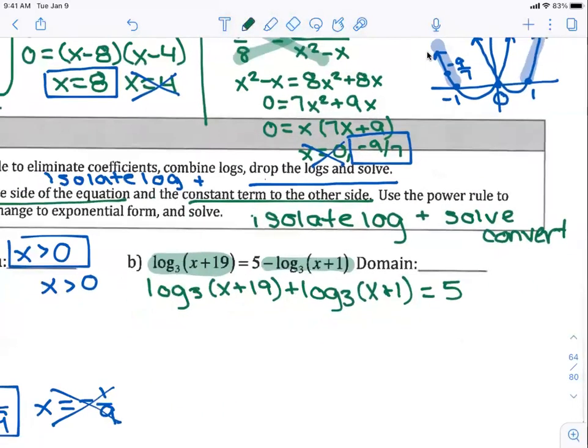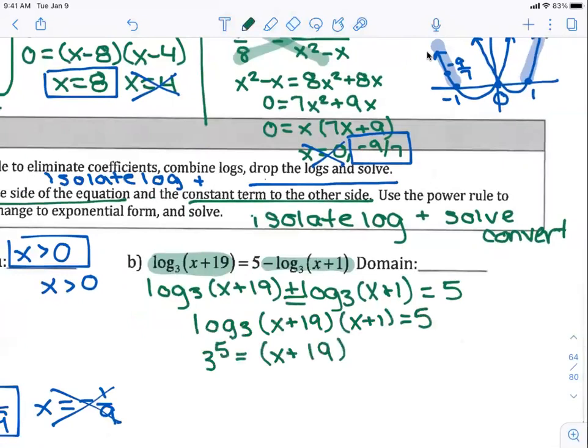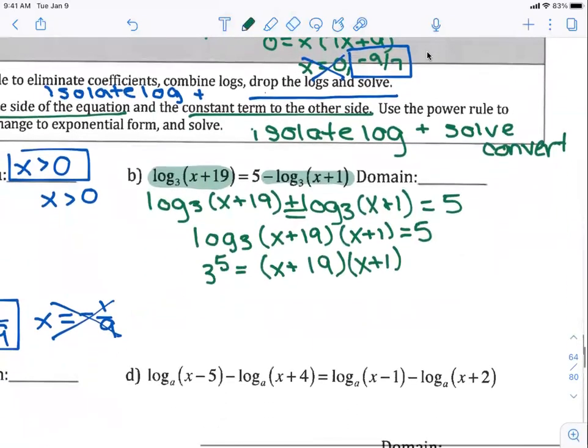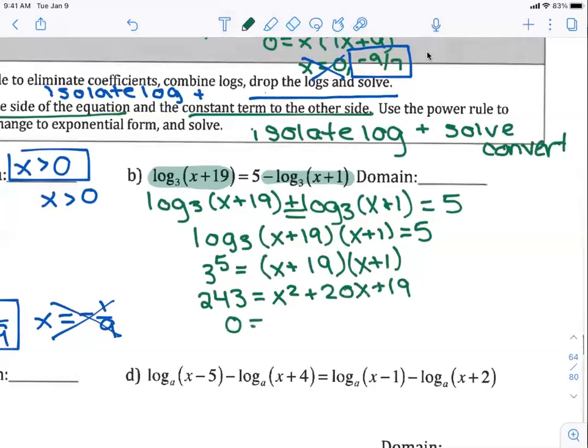Now I'm going to go ahead and write it under 1 log. Because of the addition, that means I can be multiplying. And I'm stuck in log form, so I'm going to convert it. 3 to the 5th equals x plus 19 times x plus 1. I'm going to go ahead and multiply that out. 3 to the 5th is 243. I'm going to FOIL here, because remember, I want it equal to 0. So I'm going to subtract 243.